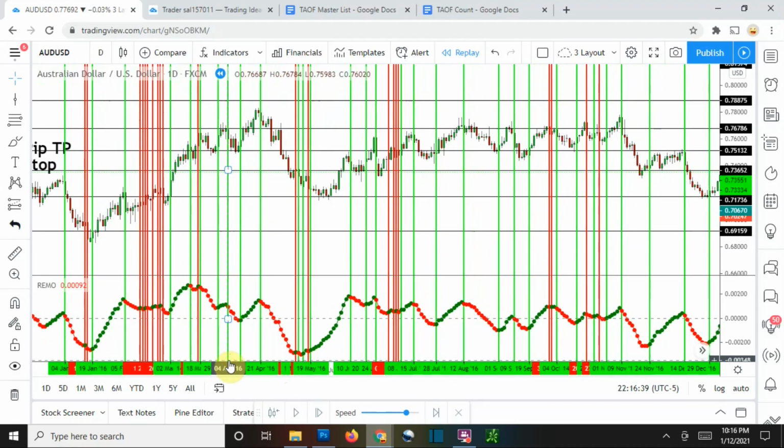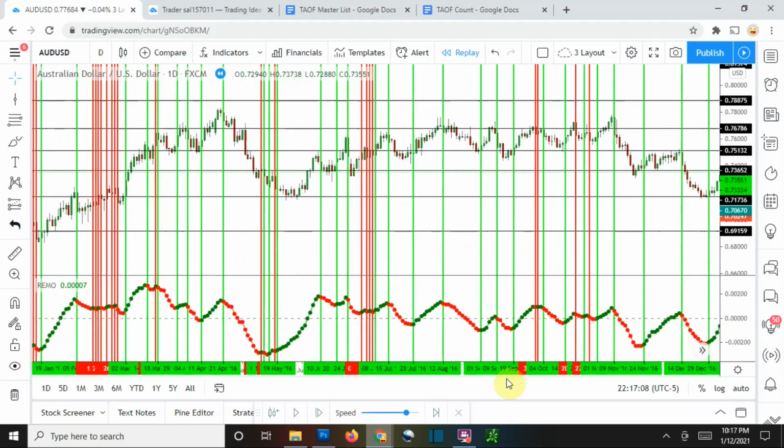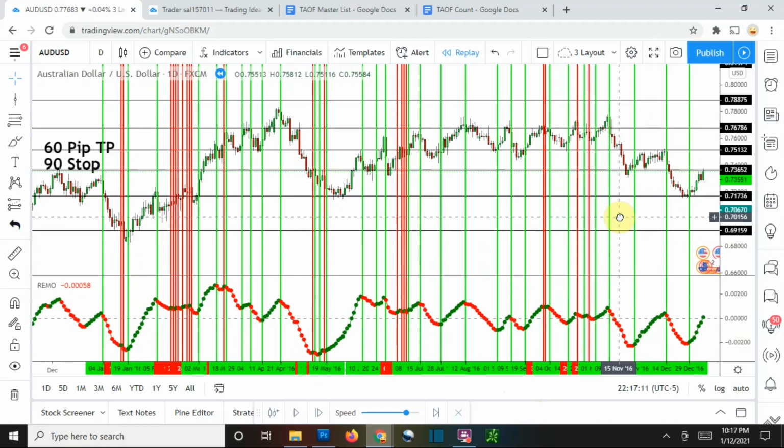See there, so 52 signals all together, and we have 31 winners. And so, funny enough, that barely misses the 60% criteria.